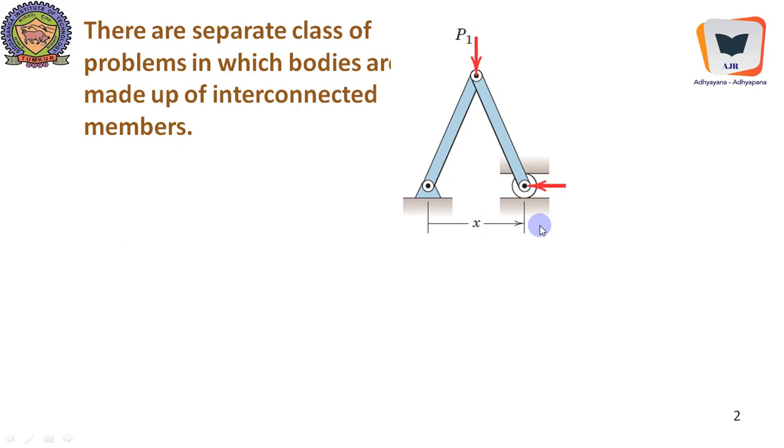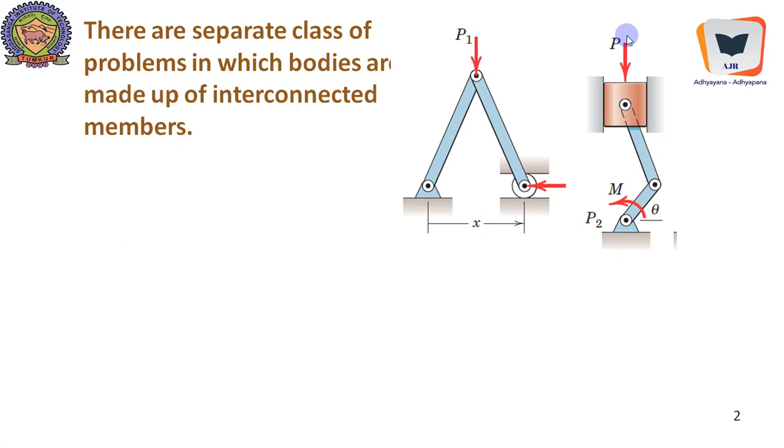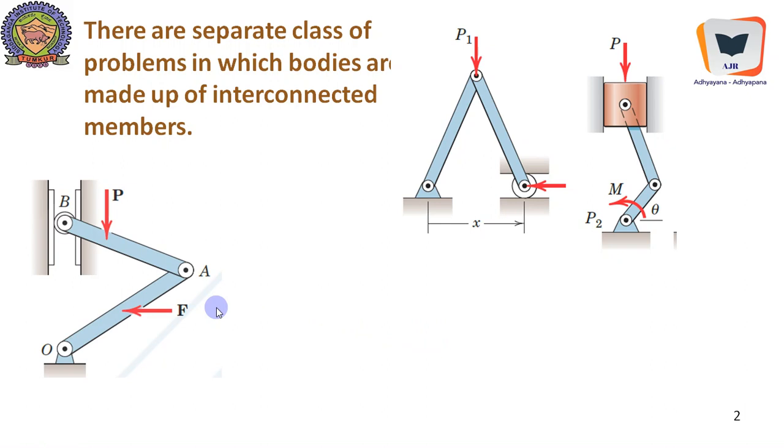And here again, if this is a typical case of a piston, and if the force is applied, what is the moment that is generated at this particular point? That may be the question. And here again, a force is applied over here, and what is the force that should be applied over here in order to prevent the relative movement of member AO? Or what is the force that is to be applied over here in order to push this up?